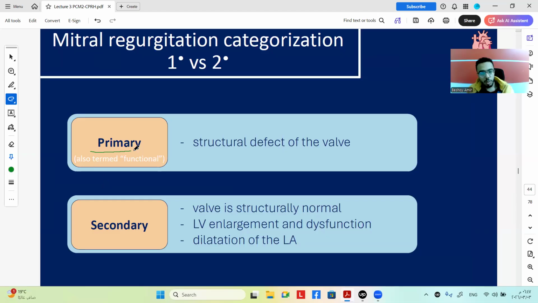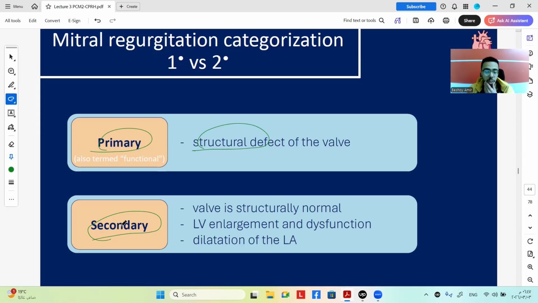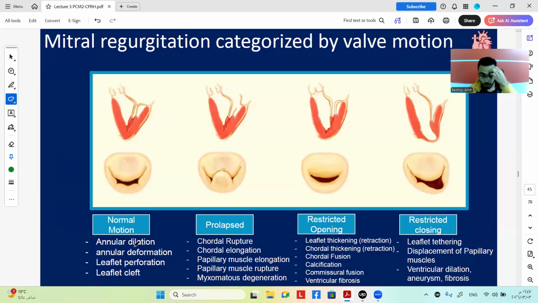Gotcha. Great. We have primary mitral problems like structural defect of the valve, and we have secondary ones like the one we talked about, which is called left ventricular dilatation. You know, the cusps are very far from each other because the left ventricle has dilated. It's an example of secondary cause of mitral regurgitation. Let's talk about some examples. You know, I believe this slide will be taking us very much.